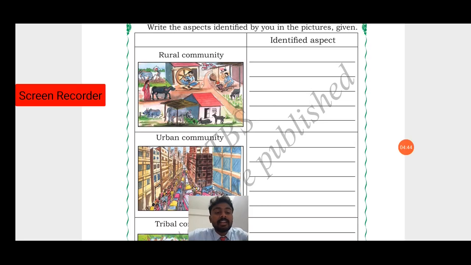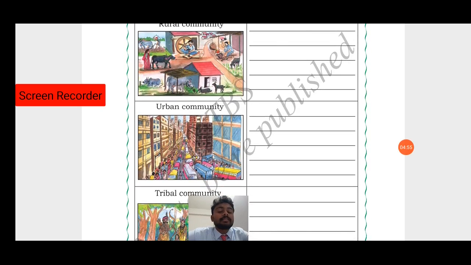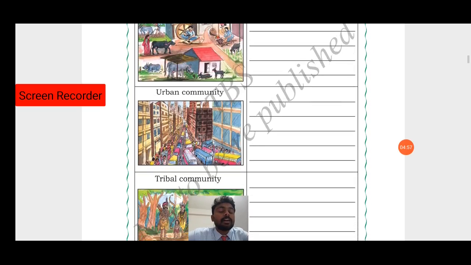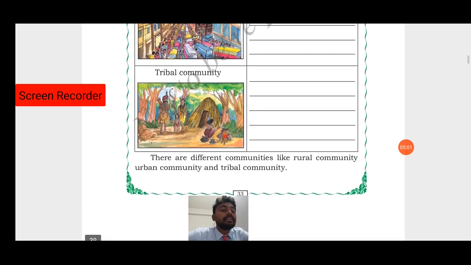You only write this in your homework, page number 33. Page number 33. You only write in your textbooks. So these are the answers for rural communities, urban communities, and the tribal communities. There are different communities like rural communities, urban communities, and the tribal communities.